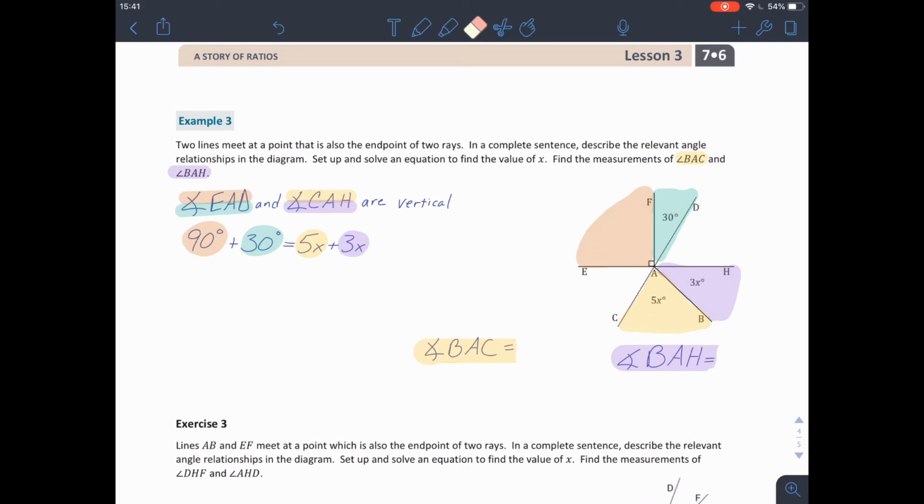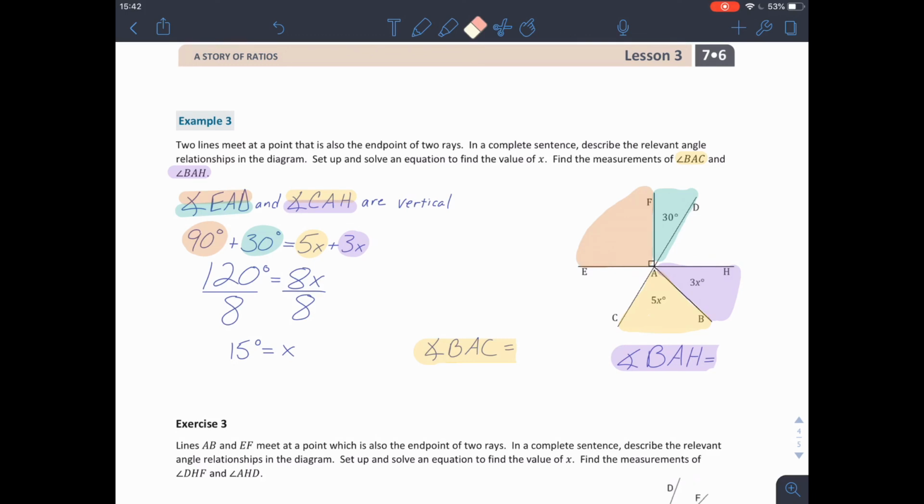So now that I'm here, I just need to solve this using my algebra steps. So I'm going to combine my like terms. My regular 90 and 30 give me 120, and my 5x and 3x give me 8x. Next, there's no addition or subtraction to undo, so I just undo my multiplication with division. And I get that my x equals 15 degrees.